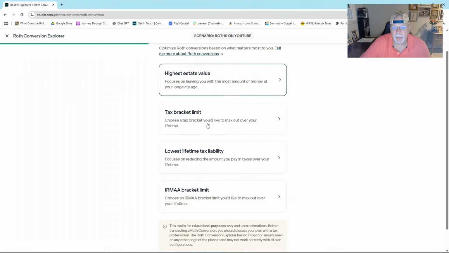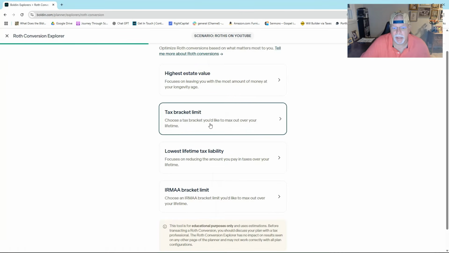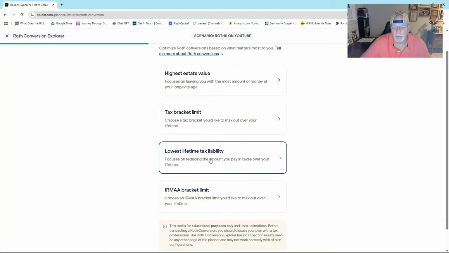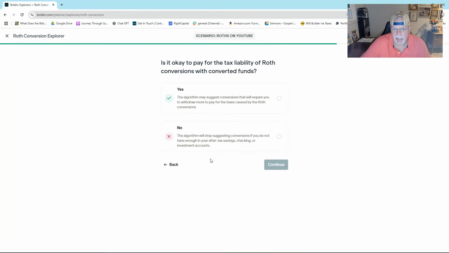But you could play around with some of these. Highest estate value. You guys have kind of seen me, I'm not too super concerned about this. Maybe when I get a little later, because I really want to spend. Like if we start making more money, I'm not kidding, I want to spend it. I'm going to leave a reasonable amount to my kids, but I want to have some good times. Tax bracket limit, not so worried about that. I could probably figure that out. But this is what I'm really looking for: how can I lower my tax liabilities?